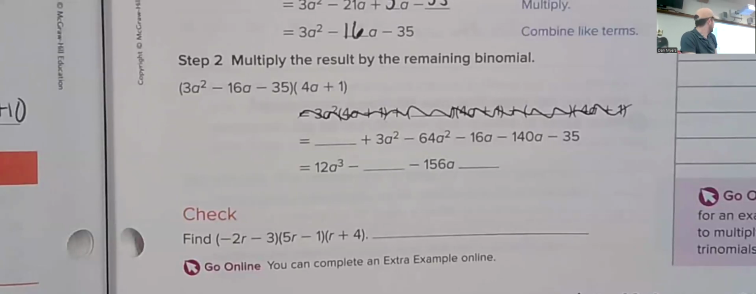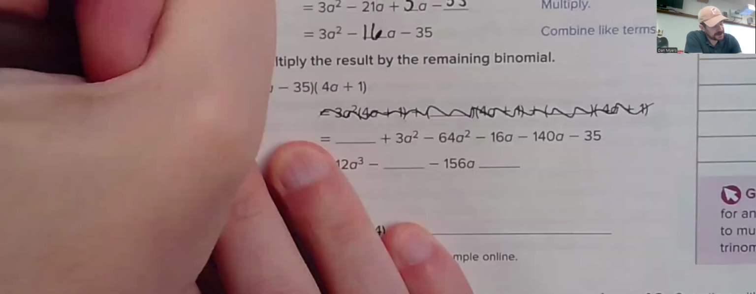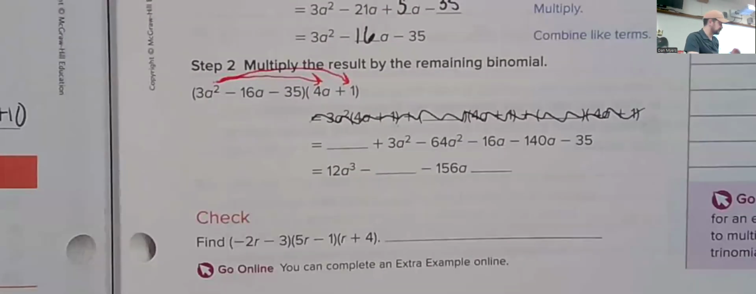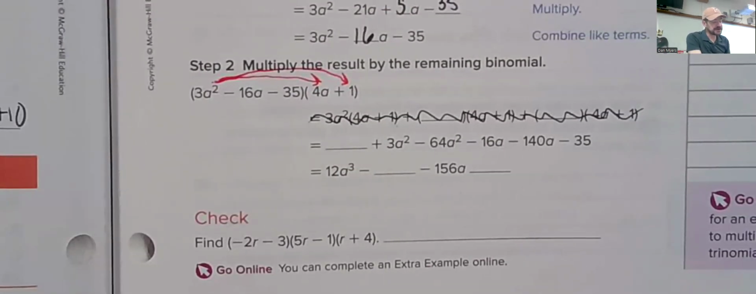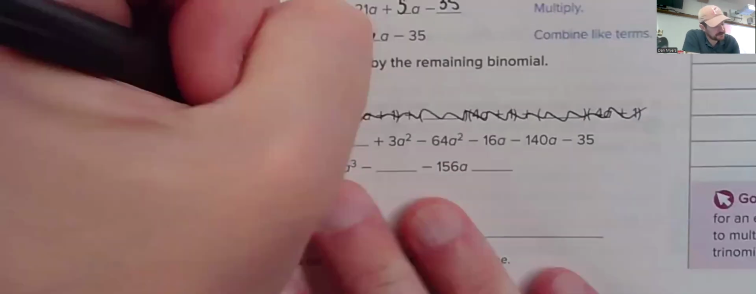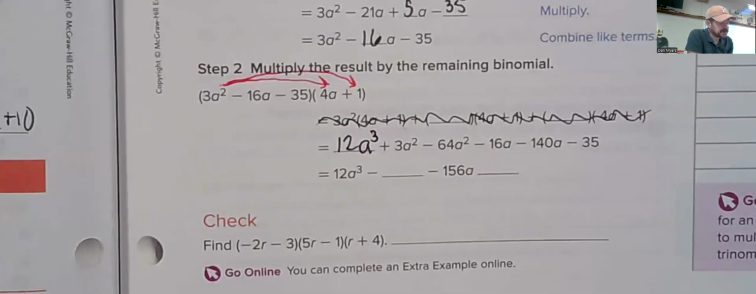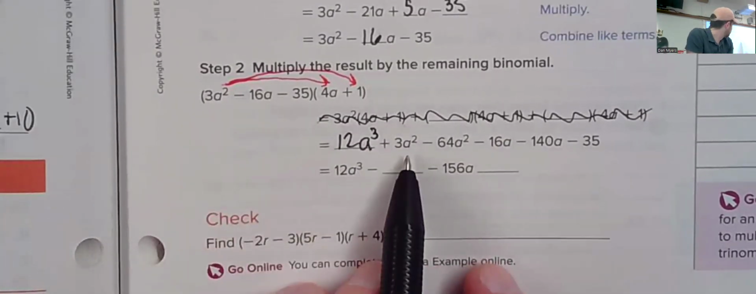So, all right. I would start just by saying, all right, I got 3a squared. We're going to multiply that 3a squared by both 4a and by 1. So we'll start here, 3a squared times 4a, and then 3a squared times 1. That'll be the first thing to multiply together. 3a squared times 4a. 3 times 4 is 12. A squared times a is a cubed. And then 3a squared times 1 is 3a squared.